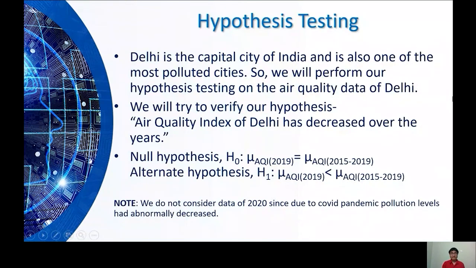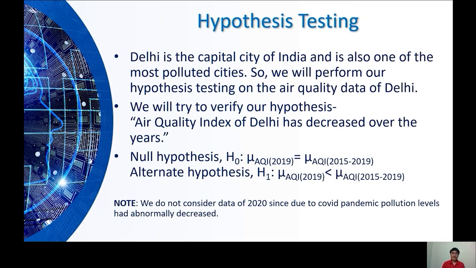For hypothesis testing part, we shall do our analysis on Delhi, which is the capital city of India as well as one of the most polluted cities. We shall try to prove our hypothesis: the air quality of Delhi has decreased over the years. That is, we shall try to prove that the mean AQI level of 2019 is less than the distribution of mean AQI levels over the years 2015 to 2019 over a critical region of 5%.